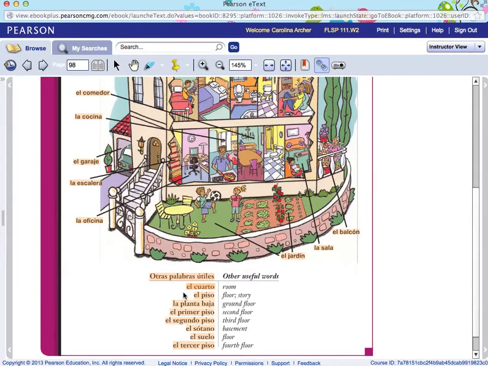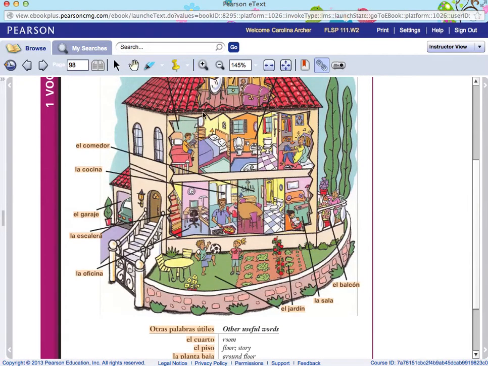Okay, el piso is the floor. It can mean the floor, as in where you stand, or it can also mean the story. Like when you have a two or three story high building, we call the different floors los pisos. La planta baja is the ground floor. Okay, in English you call this the first floor. In Spanish we call it the ground floor. And the second floor, what would be the second floor in English, in Spanish is the first floor. Okay, because you have the ground floor first and then the first floor.